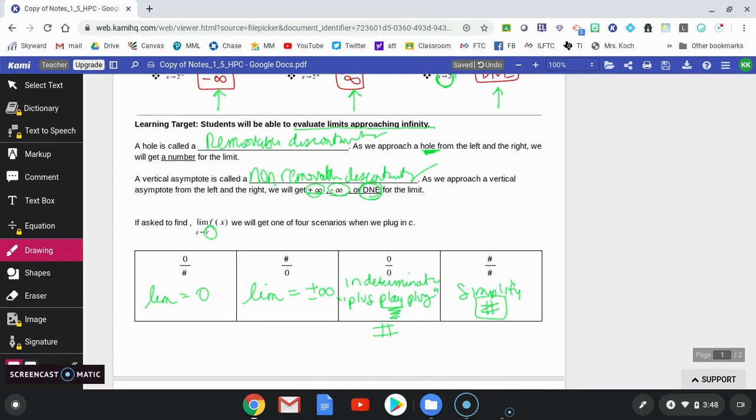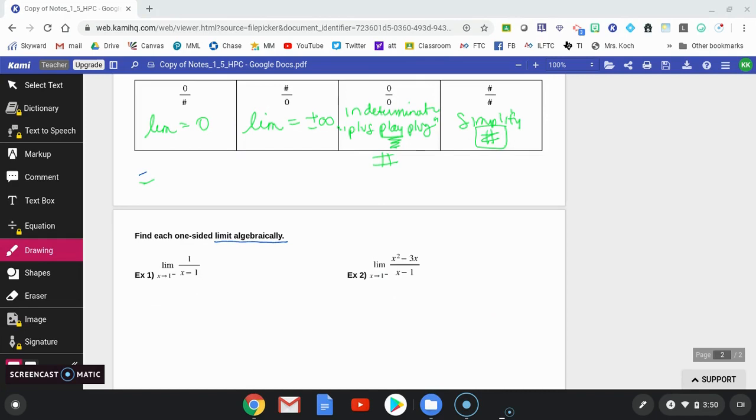Let's take a look. I find each one-sided limit algebraically, meaning I don't have a graphing calculator. So I'm going to do the first step, which is to plug. And when I plug, I'm upset because I'm going to get 0 in the denominator. But when I get 1 over 0, that is telling me my options. My options when I get a number over 0 are either positive or negative infinity. How do I figure out which one it is? Notice this is telling me to approach 1 from the left. If I approach 1 from the left, I'm going to plug in a number almost there, like maybe 0.9.